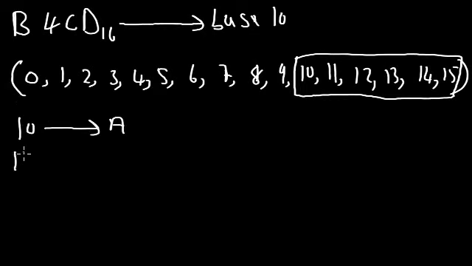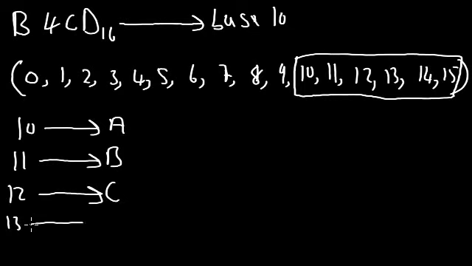Instead of writing 11, you have to write B. Instead of writing 12, you have to write C. Instead of writing 13, you have to write D. Instead of writing 14, you have to write E. And instead of writing 15, you have to write F. And that's just how it works.